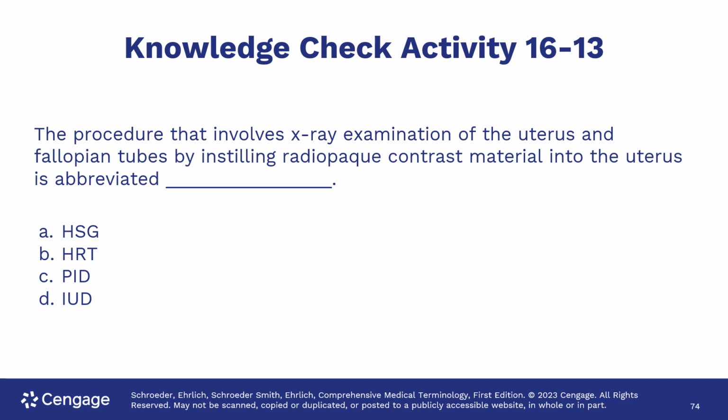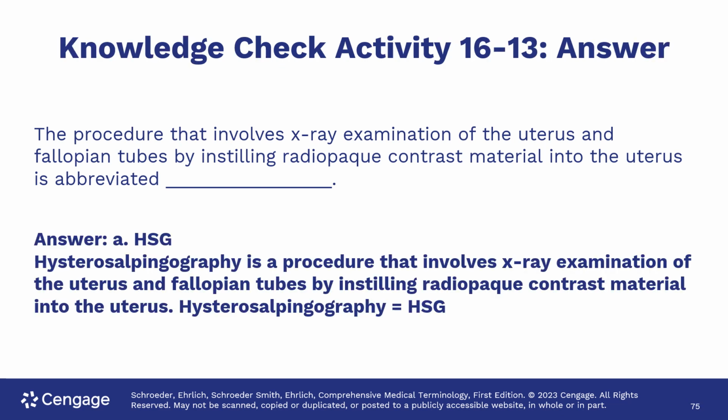What X-ray helps us to visualize the uterus and tubes? HSG. Hystero is uterus and salpingo is tube. So, hysterosalpingogram.